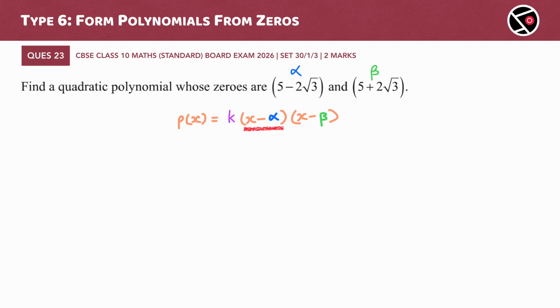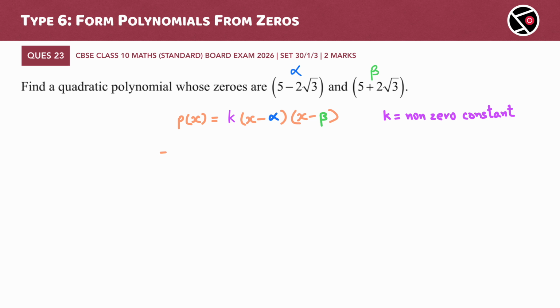So, p of x becomes 0. Similarly, when x equals beta, the factor x minus beta becomes 0. Again, p of x becomes 0. This happens regardless of the value of k, as long as k is not 0. Every choice of k gives us a different polynomial. For example, if k equals 1, k equals 2, or k equals 5, we get 3 different polynomials. The polynomials are different, but they all have the same pair of zeros, alpha and beta.